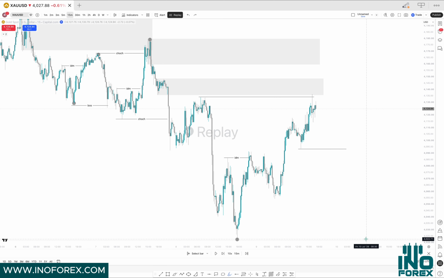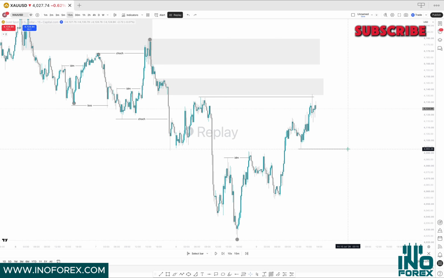So if you don't understand this type of entry, you can watch the previous video which gives the full explanation about how to enter in the market. Two types of entry. So I suggest you to watch the previous video. Will help you to study how you can take the trade. If market mitigate order flow or order block, how you can take the trade.